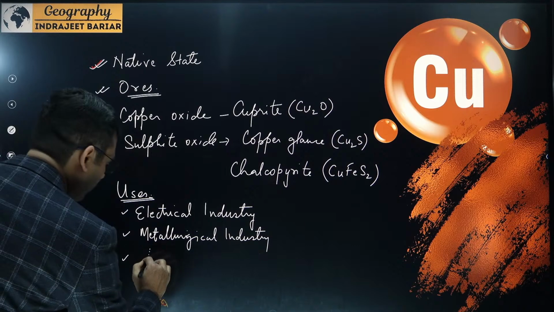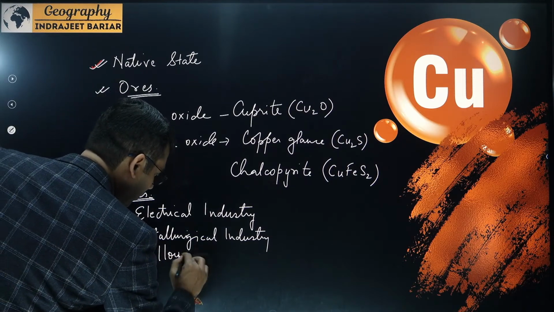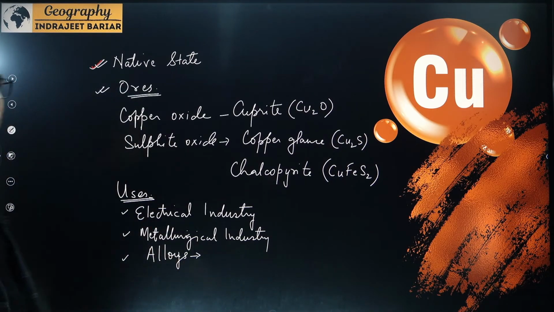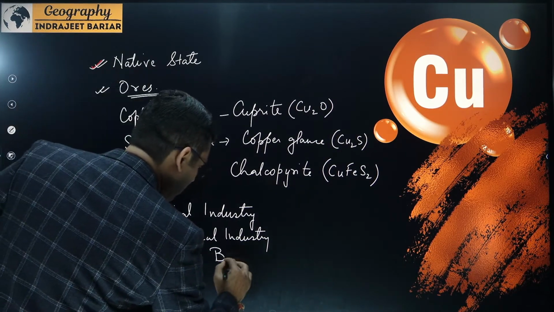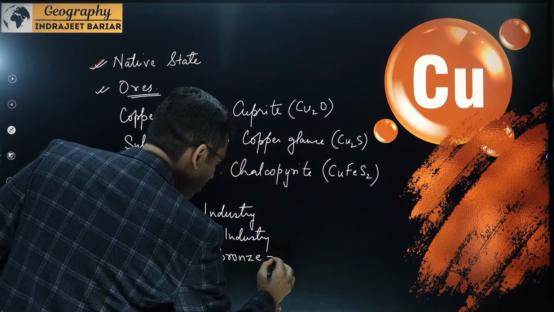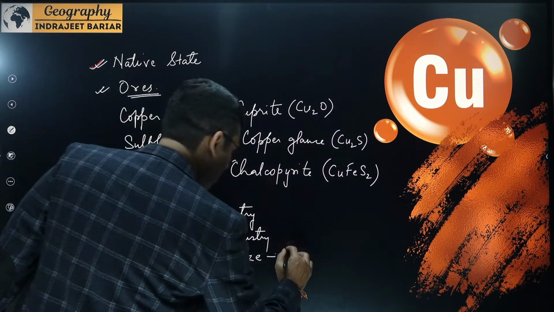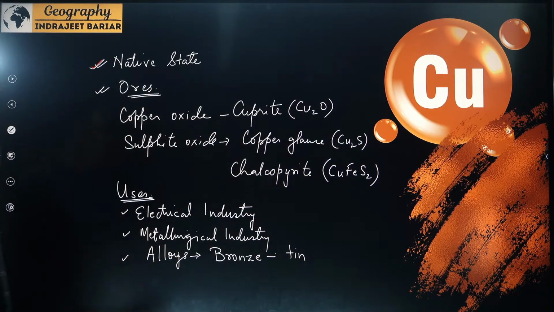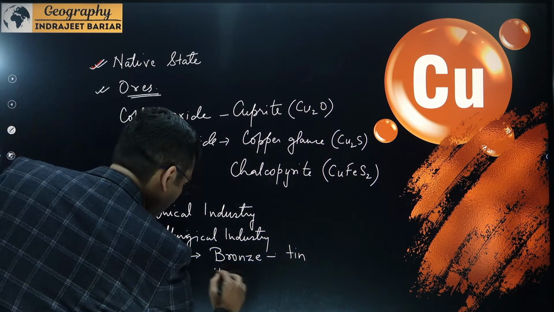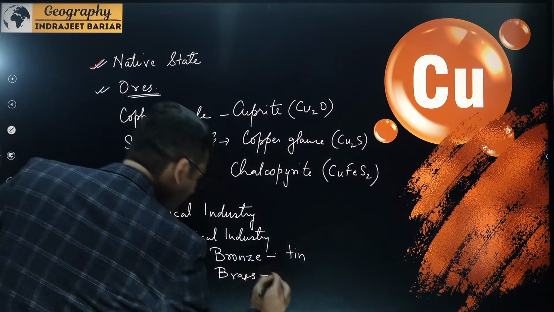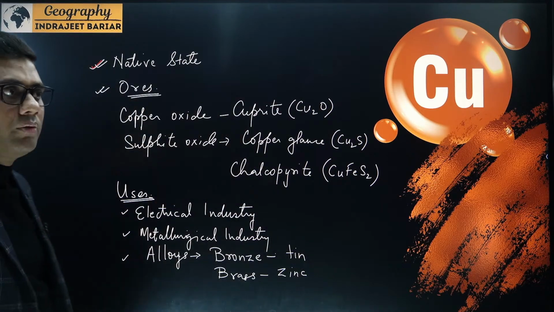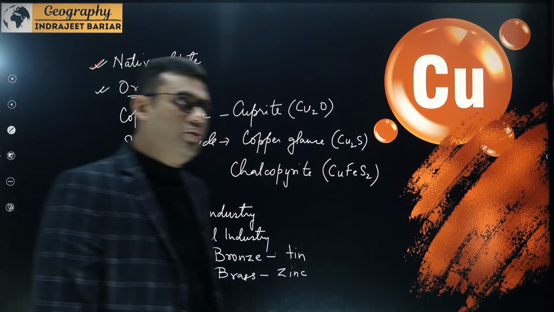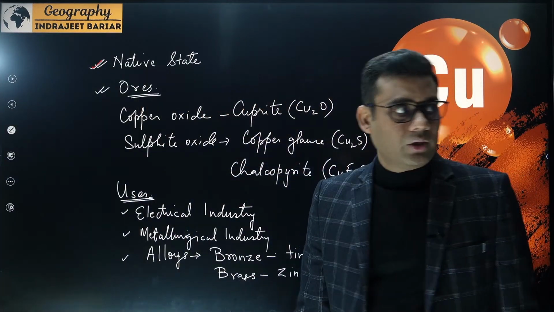In addition to that, copper is used in the form of a number of different alloys. These alloys you must have heard of also. Majorly, the alloys include, first of all, bronze, where copper is mixed with tin. Apart from that, another one is brass, which is copper mixed with zinc.